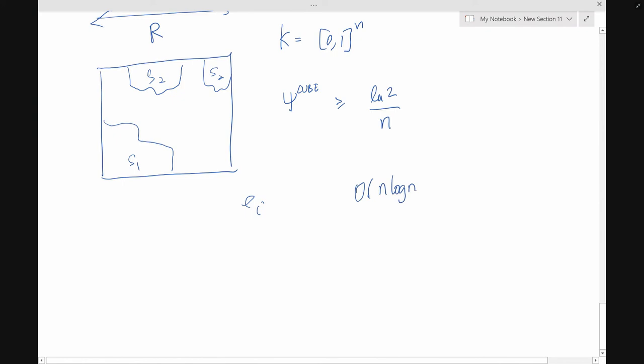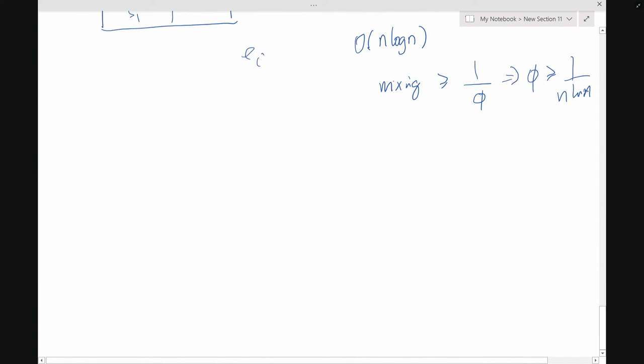Okay, great. But the conductance, we know that the mixing time must be at least 1 over the conductance. And therefore, the conductance in this case is at least 1 over n log n. It's a little bit worse than what I promised you, but you see that up to the factor of n, it's easy. Now, how do we get this ln 2 over n? Let me just show you that in the 3 minutes.